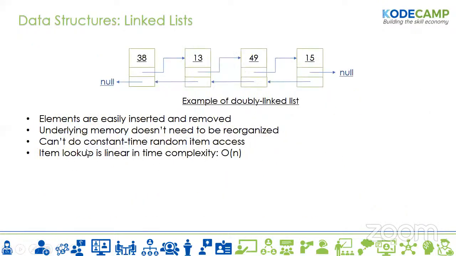Then item lookup is linear in time complexity, which means that it's more of an expensive operation. It's linear in time complexity. So item lookup, by contrast with constant time random item access, is just an example of what that would be.